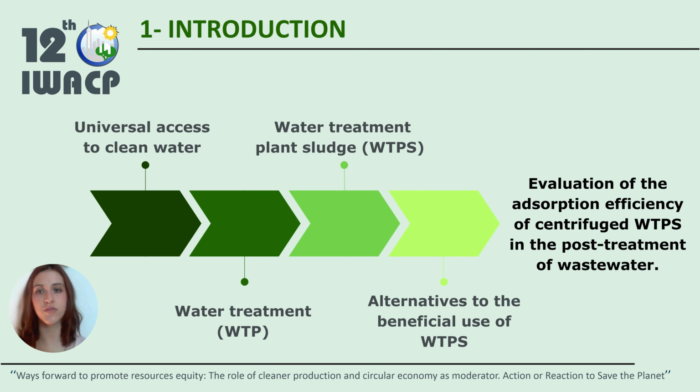As a brief introduction, I brought up some aspects of universal access to treated water, which is one of the objectives of the Sustainable Development Goals. For this to be possible, water must be treated. And as a result of this process, we have sludge. More specifically, water treatment plant sludge, which can be very damaging to the environmental resources and human health if this waste is disposed of in the wrong way.